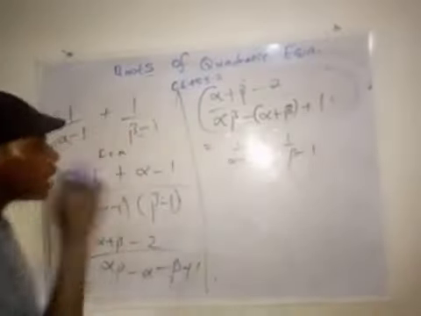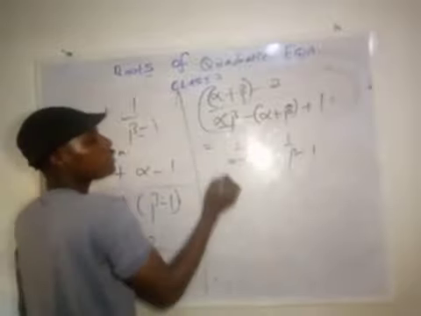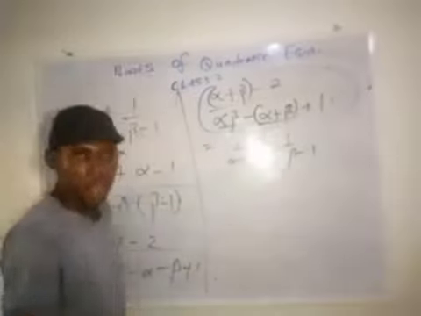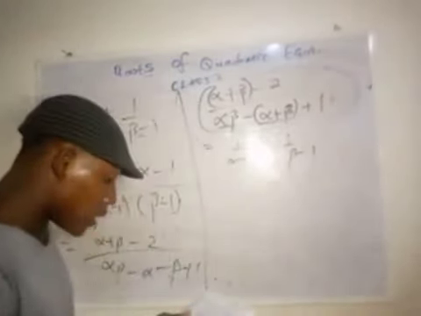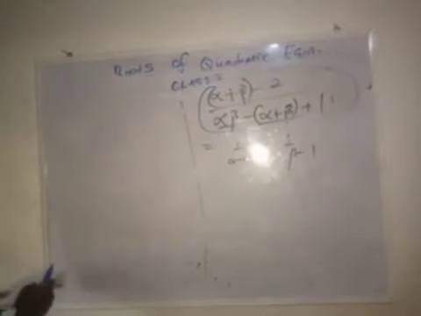You can see that at the end of the day, this is still in form of alpha plus beta, alpha beta, and alpha plus beta. And therefore, we can substitute our value, knowing that alpha plus beta is minus b over a, and alpha beta is c over a. Now, let's quickly look at another one, just for us to understand different procedures in derivation of roots of a quadratic equation.